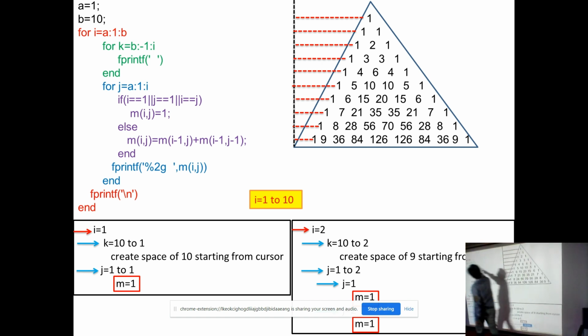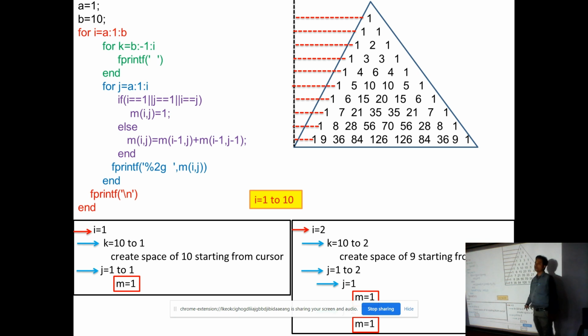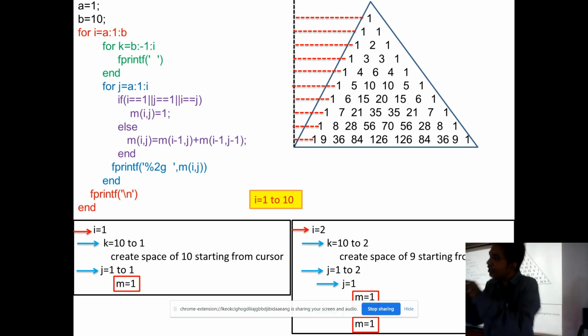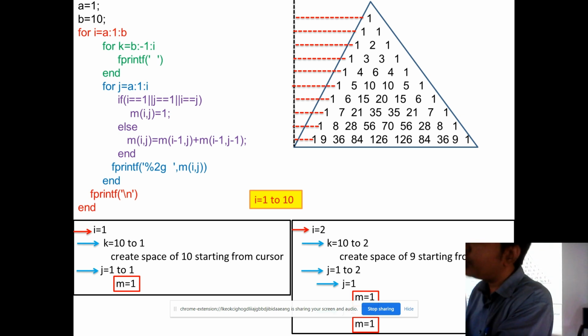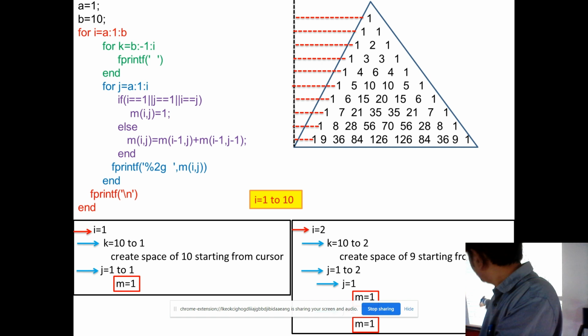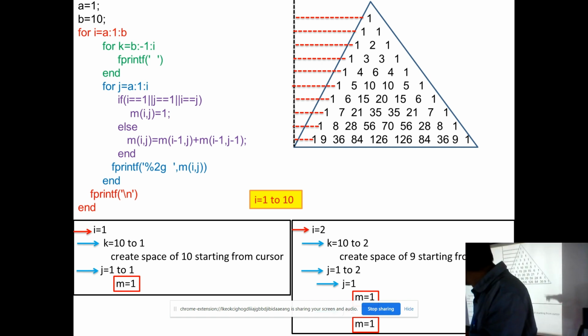So because I equals A to B, A is 1, B is 10, I goes from 1 to 10, so 10 times. When I equals 1, this is what is happening. When I equals 2, this is what is happening. Every time you have to write simple steps. When I equals 1, if it enters into the loop, what is happening? It creates a space of 10.